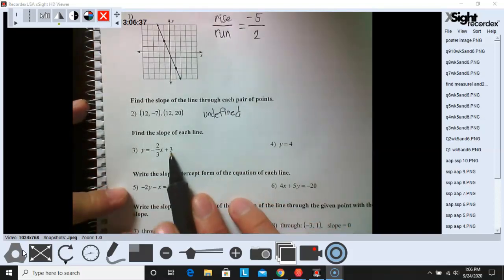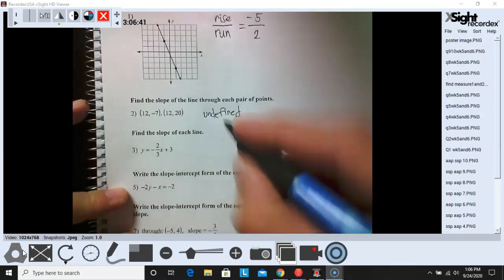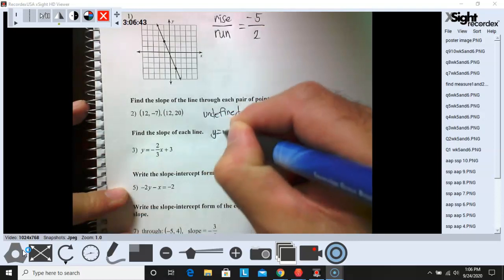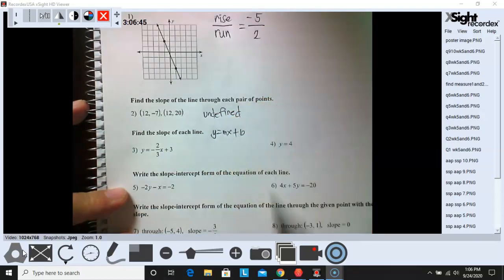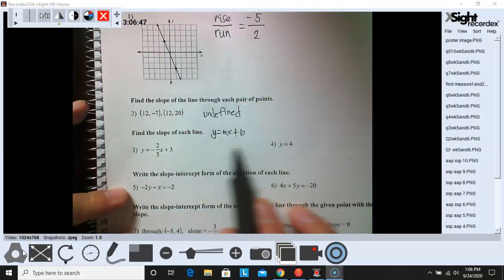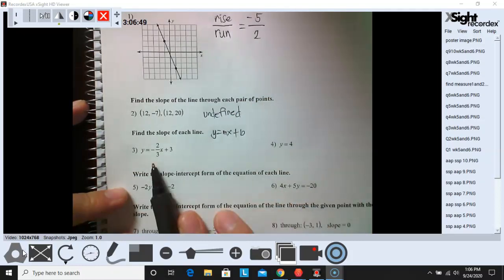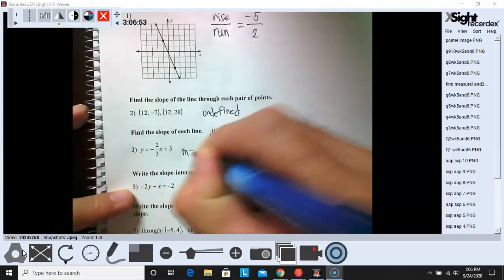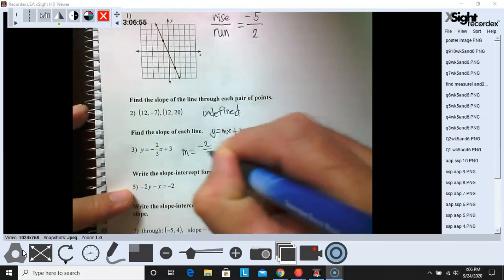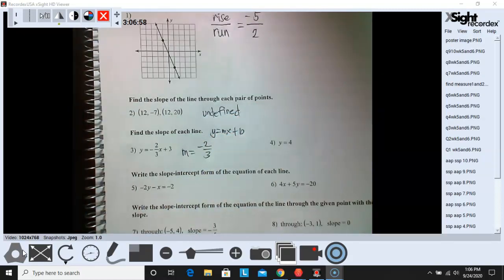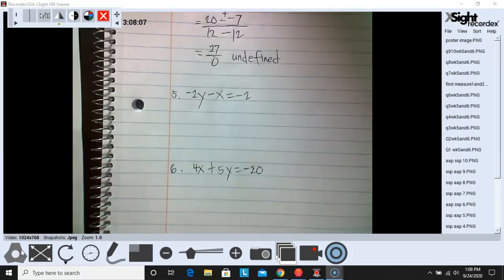Okay, looking at this form, it's already in slope-intercept form. Remember, y is equal to mx plus b. Our slope here is being represented by letter m. So looking at the equation here, our slope therefore is negative 2 over 3. Alright? The instruction, by the way, is write the slope-intercept form of the equation of the line.